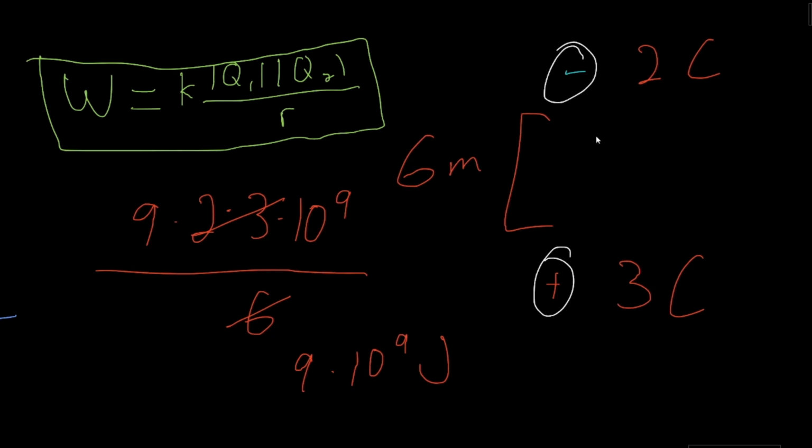Alright, now, how do we interpret this? Basically, between these two, if they move towards one another, they're going to experience work equivalent to 9 times 10 to the power of 9 joules. However, if they're not moving, then right now they have 9 times 10 to the power of 9 joules worth of electric potential energy.